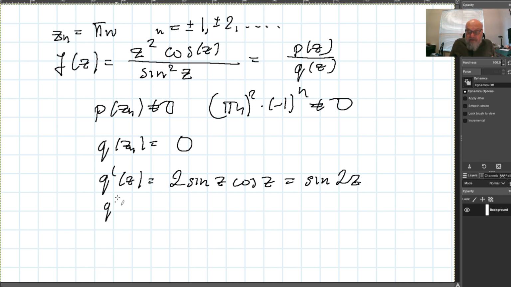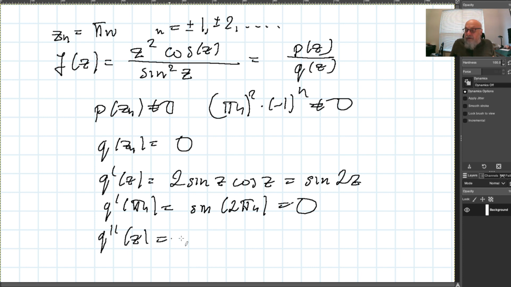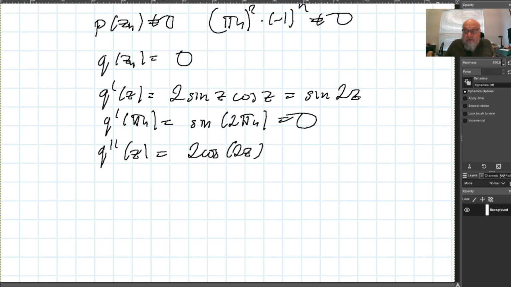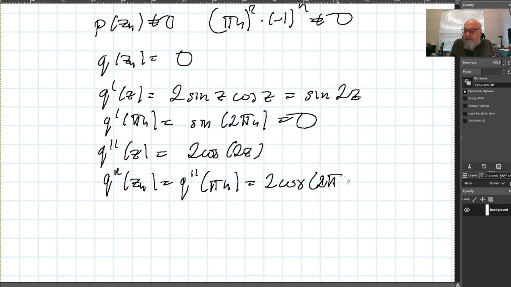And now you plug it in, q of pi n. What do I get? Sine of 2 pi n is still 0. But the second derivative of q will be equal to cosine of 2z, and now you plug it in. Q double prime of zn, so that means q double prime of pi n is equal to cosine of 2 pi n, which is different than 0.